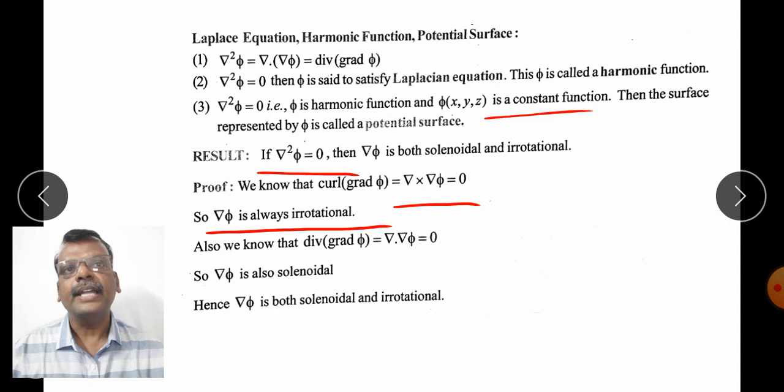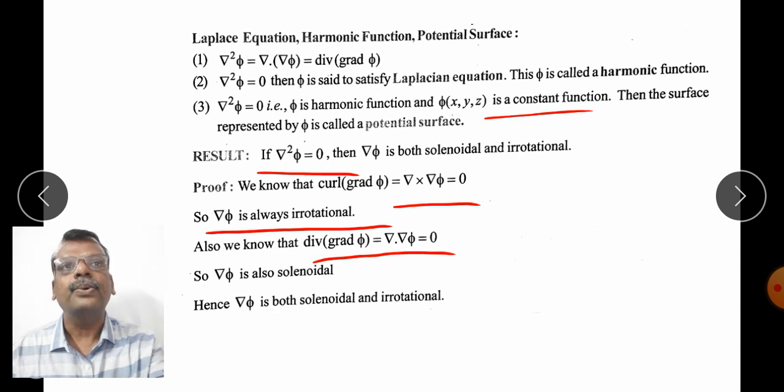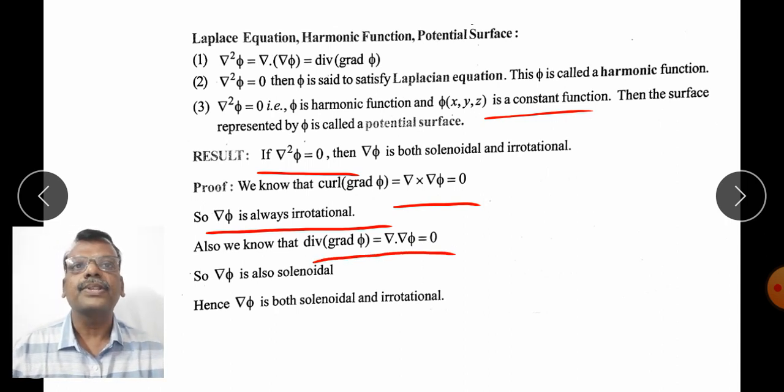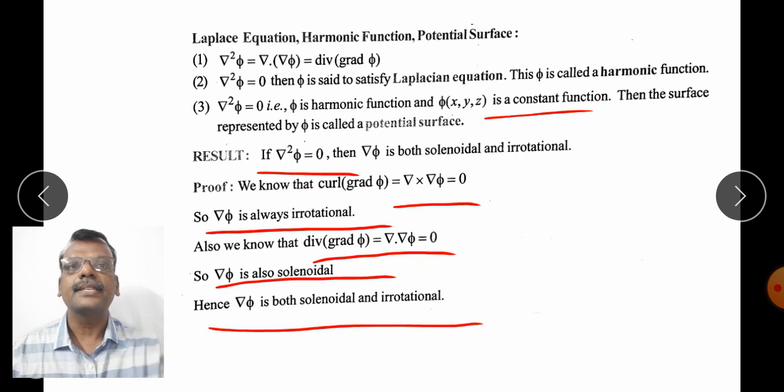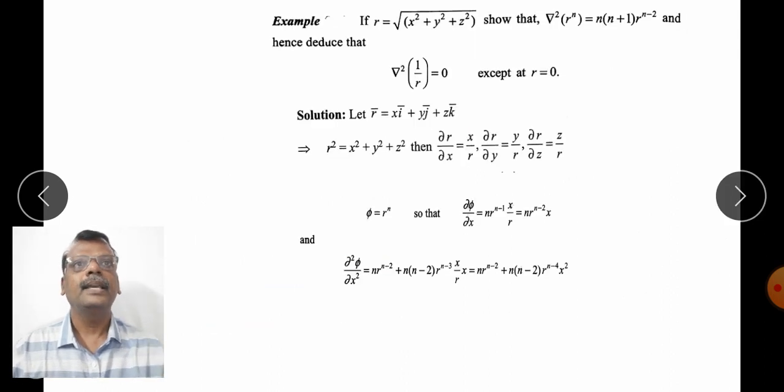And again we know that div of grad pi is equal to del dot of del pi is equal to 0. That means div of del pi is equal to 0, therefore del pi is solenoidal. In both cases, del pi is solenoidal as well as irrotational. And again, we move on to some problems related to the Laplacian operator.